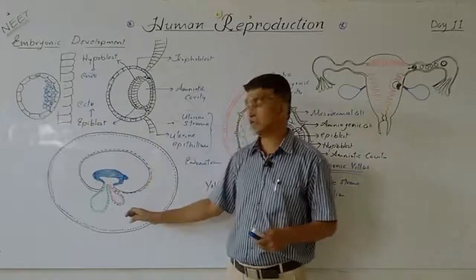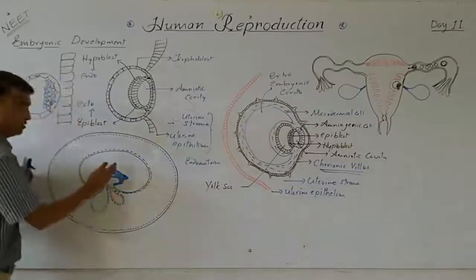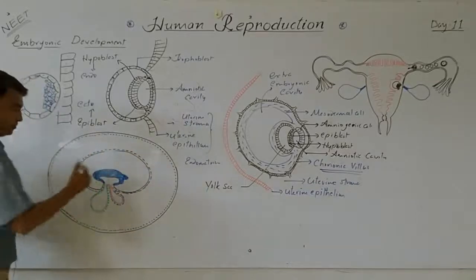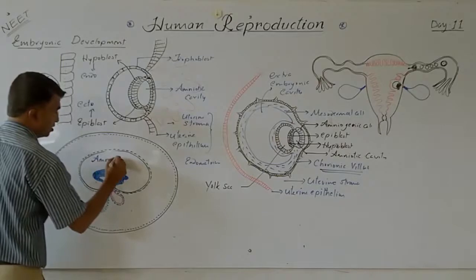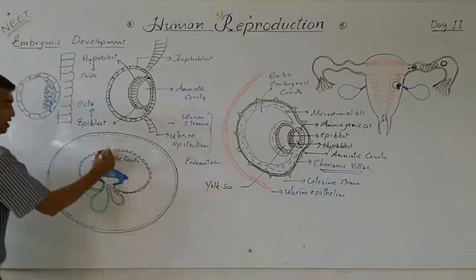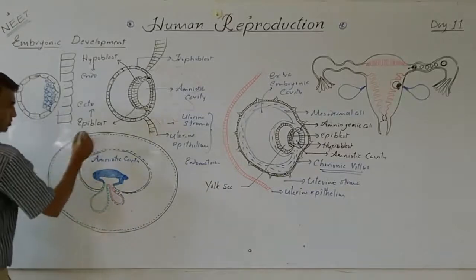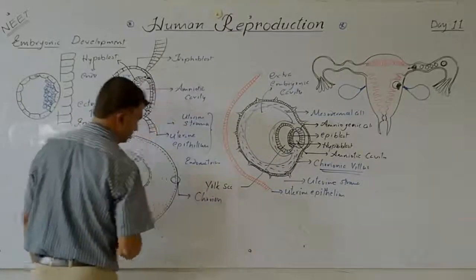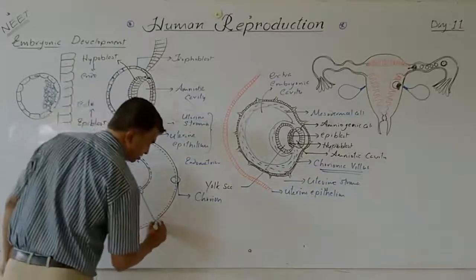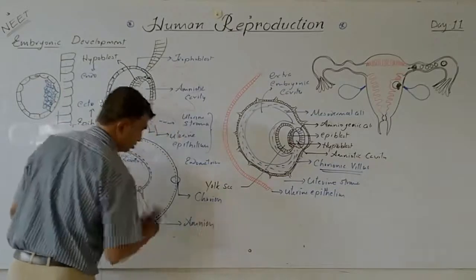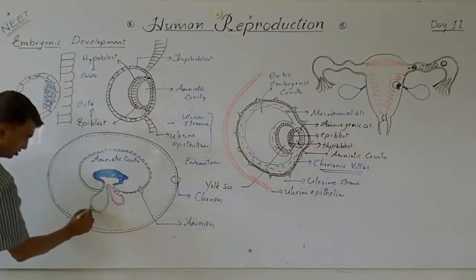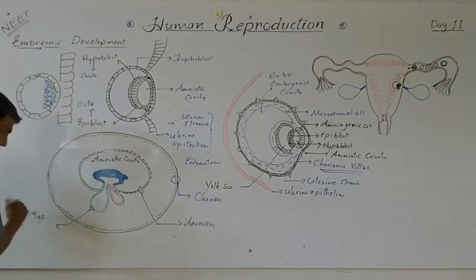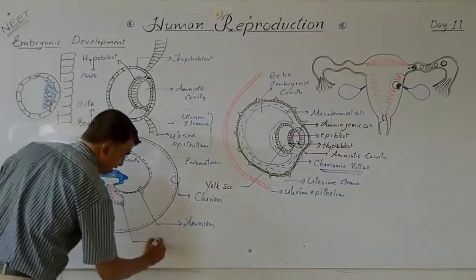Now here 3-4 cavities are there, extraembryonic membranes specifically. This is the developing fetus. This cavity is called the amniotic cavity, and this membrane is called the amniotic membrane. This is the amniotic cavity, and this is the chorion. One layer of cover. This complete structure is called the chorion. This sac-like structure is called the amnion, and this green color structure is the yolk sac, which is vestigial in human beings, and this structure is called the allantois.